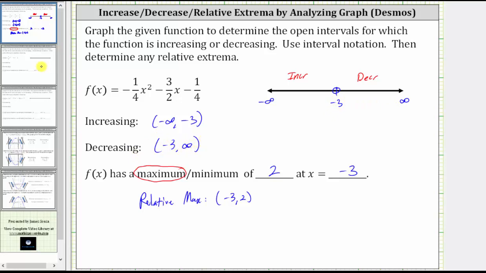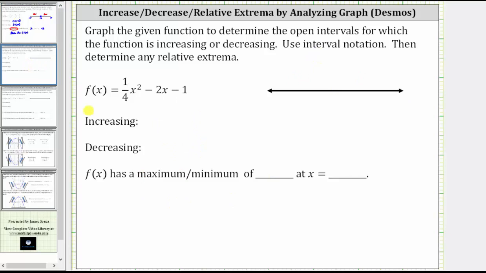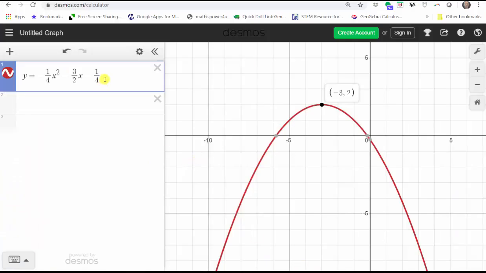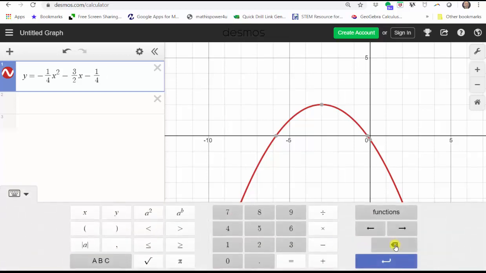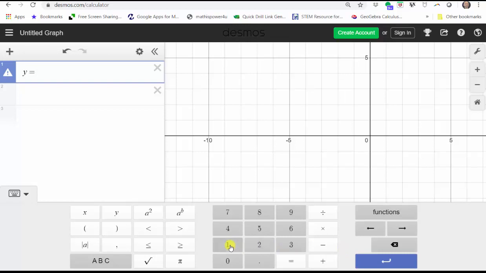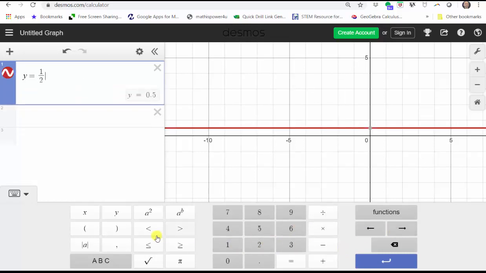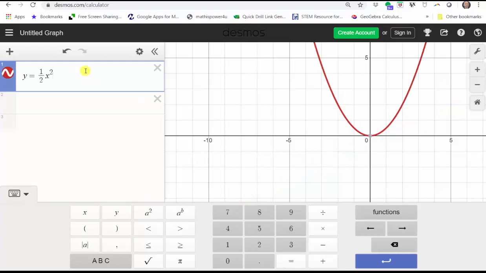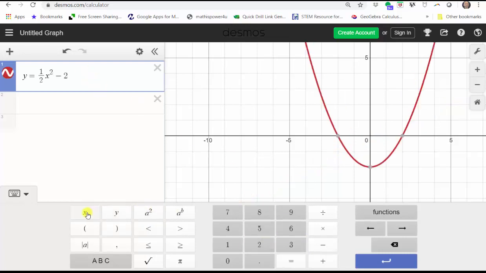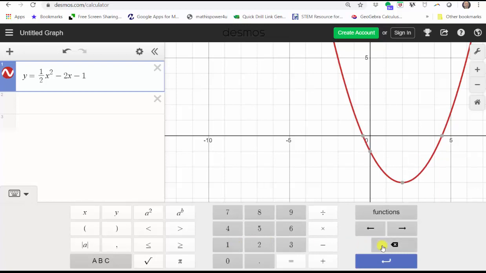Let's take a look at one more example. Same question, but now our function is f of x equals 1/4 x squared minus 2x minus 1. So going back to Desmos, let's go ahead and clear the function in number 1. So we'll bring the keyboard back up and click the delete button and enter the new function. So we have y equals 1 divided by 2 right arrow x squared minus 2x minus 1. Enter. Let's go ahead and close the keyboard.